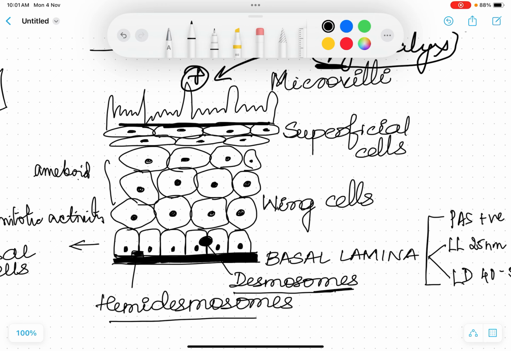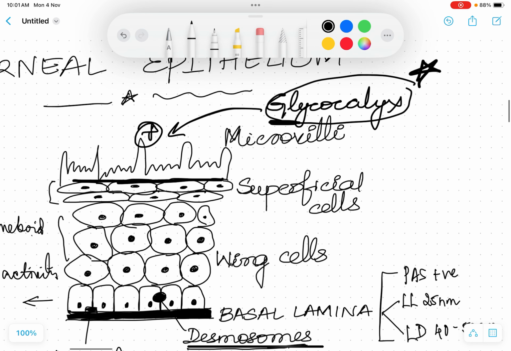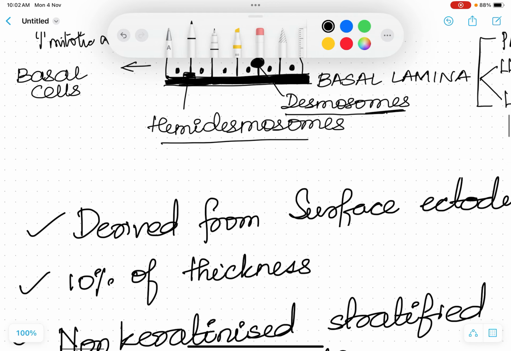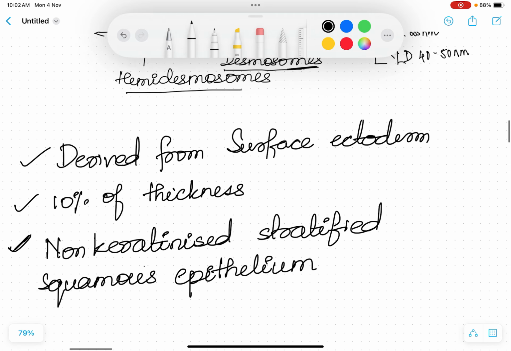The next layer is known as the wing cell layer, and further they move to the superficial cell layer. The cells in the superficial layer have microvilli. What is the function of these microvilli? They combine with a component known as glycocalyx, and they stabilize the tear film. The total epithelium of the cornea is a non-keratinized stratified squamous epithelium, and it is derived from the surface ectoderm.